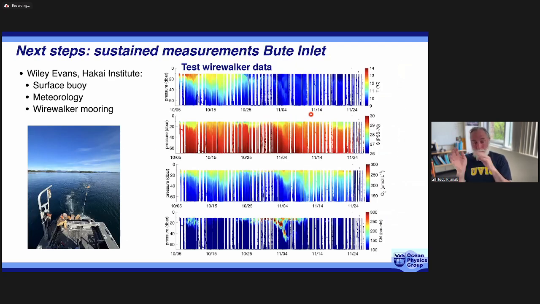And finally, for further work, we're working with Hakai. We'd actually like to witness this happening in real time. Wiley Evans at Hakai Institute is helping us put out buoys and wire walker moorings, and we're trying to see this process happening. This is just an example of the data that we're able to collect with this wire walker. This is not in Butte Inlet, but hopefully we'll be doing that in the next couple of years. So we're looking forward to that.